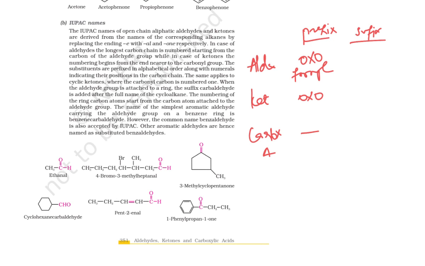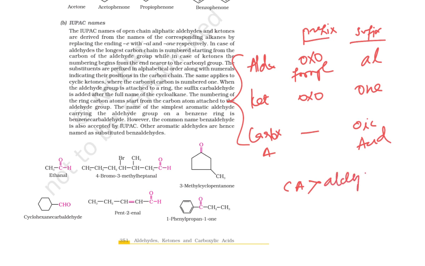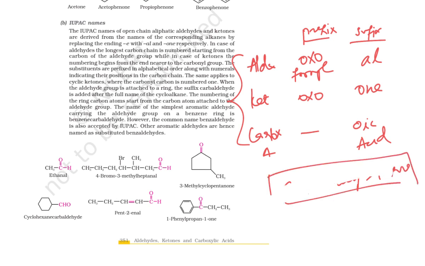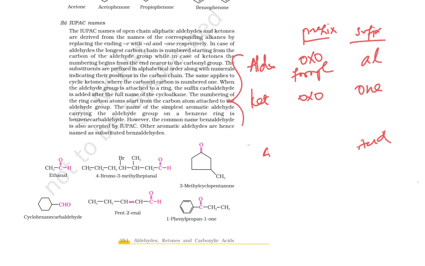When it comes to suffix name, it is -al, it is -one, it is -oic acid. This is more important. In this case, your carboxylic acid is a more preferable functional group than your aldehyde, than your ketone. This thing you have to understand. So next, we will start naming of your molecules.